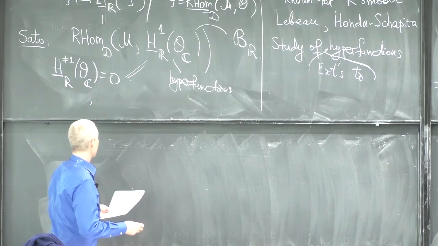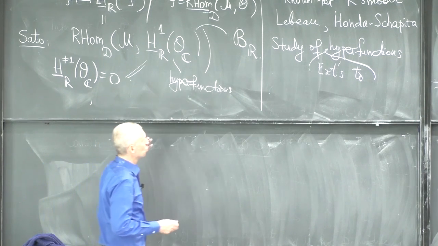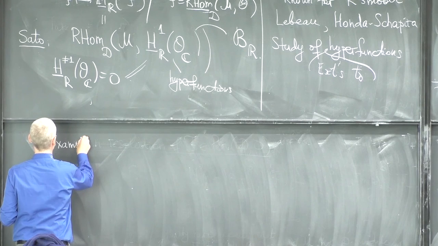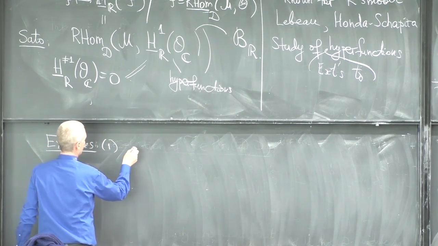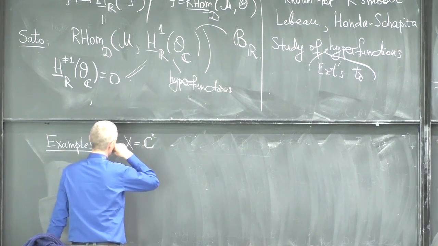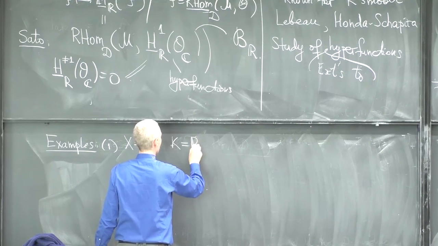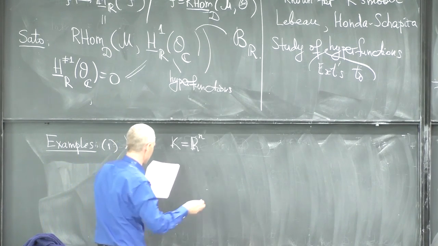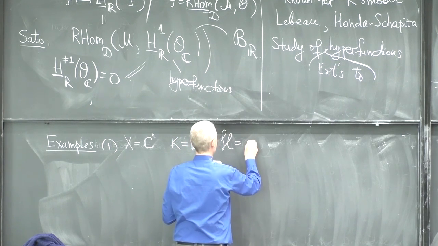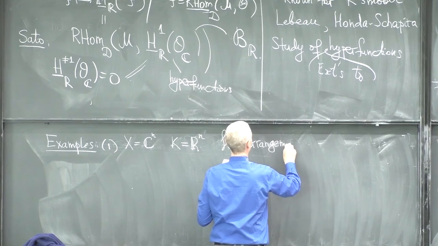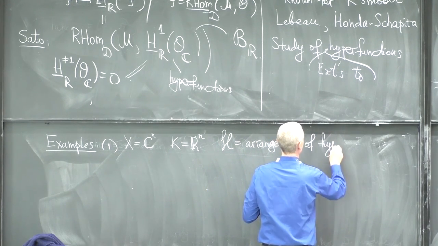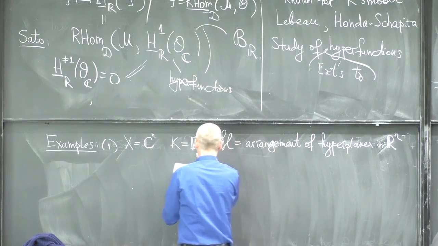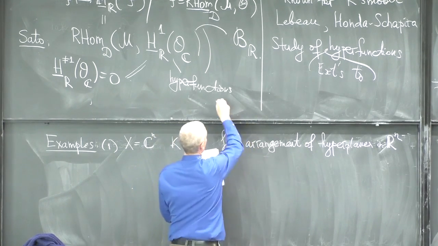So let me see. Let me consider a few examples. So far I just discussed two examples corresponding to the disk. Let me consider two more examples. Suppose X is a complex manifold C^n, and K is a real submanifold R^n. Suppose our stratification is given by an arrangement of hyperplanes. So let me say it like this. H is an arrangement in R^n.